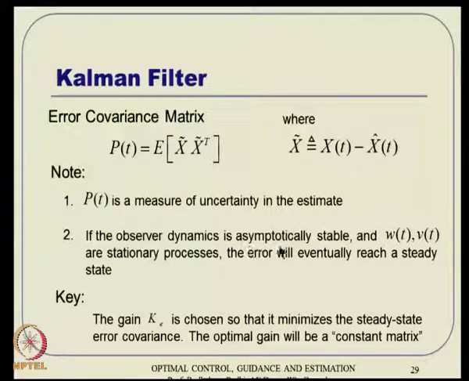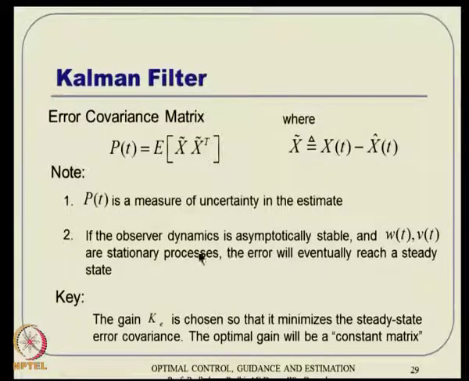And if the observer dynamics is asymptotically stable, in this case the noise factors W of t and V of t are stationary processes. That means their characteristics do not change. The magnitude of W of t and V of t can keep on changing, but their probability density function, or probability distribution function, does not change with time. That is called a stationary process. That means the characteristic of noise itself does not change, the value can change.